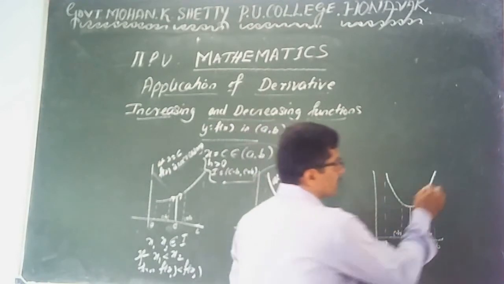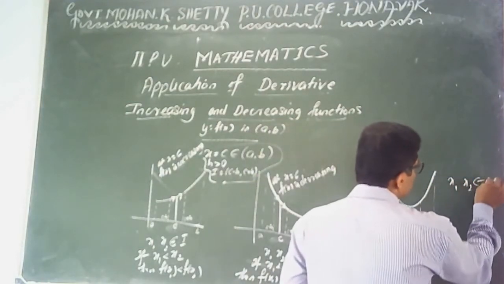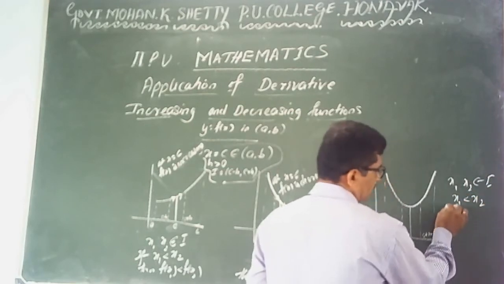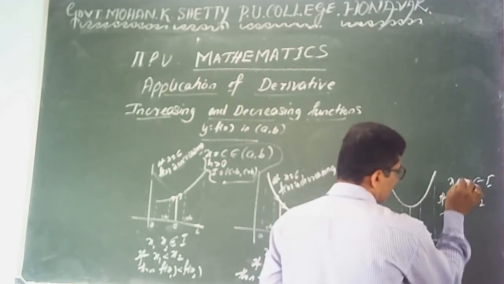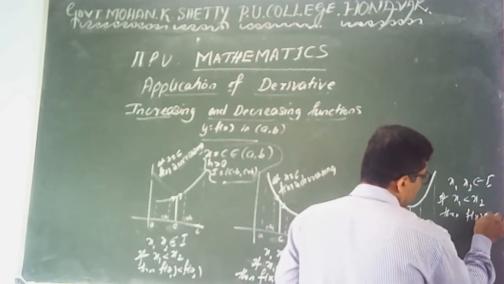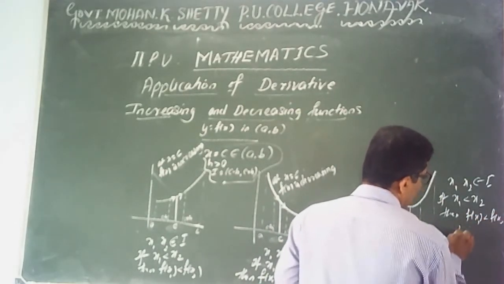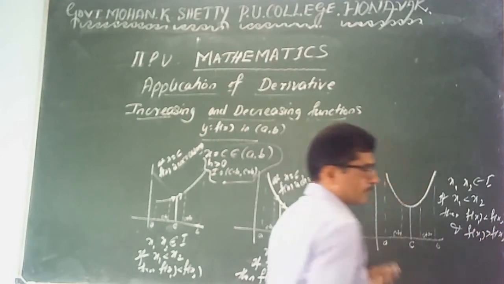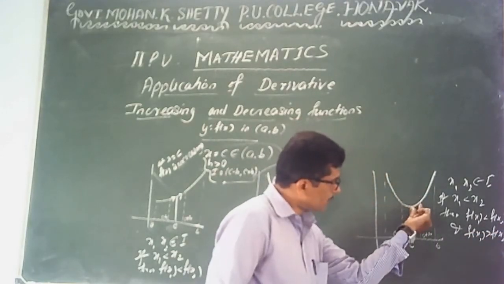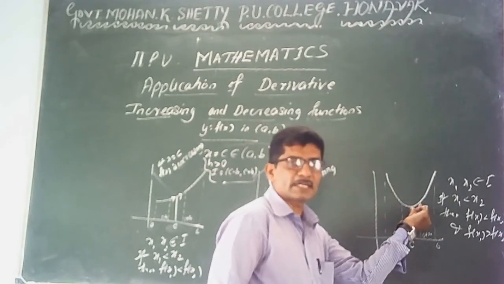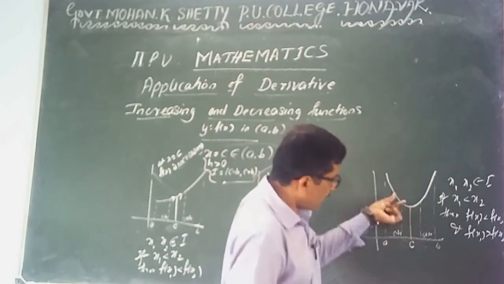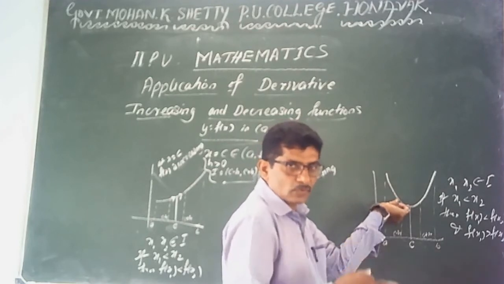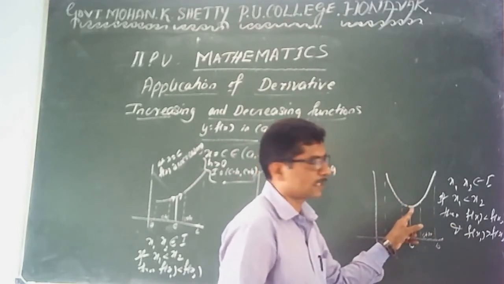Here also you can take x1 and x2 belonging to the interval. If x1 is less than x2, then f of x1 is less than f of x2, or f of x1 is greater than f of x2. Sometimes at this point you take x1 less than x2, and f of x1 is greater than f of x2.